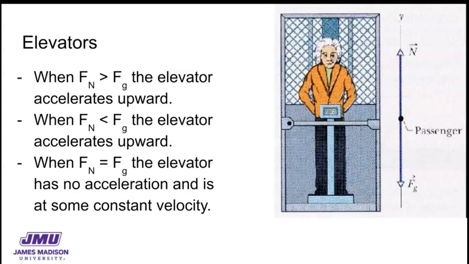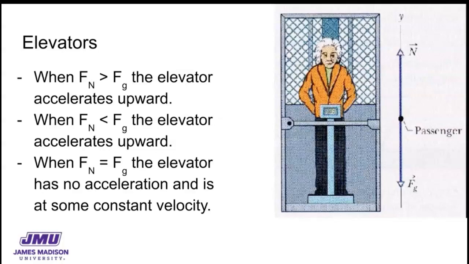So let me start out by reminding you that when we were talking about elevators, we said this person's experiencing a normal force pointed up and a gravitational force pointed down, and when the normal force and the gravitational force are unequal, we have acceleration up or down. If normal force is greater than gravity, then our person accelerates upward. If normal force is less than gravity, our person accelerates downward. And when they're equal, the person has no acceleration in the y direction and is at some sort of constant velocity in the y direction, possibly 0 meters per second, because 0 is a constant, but it doesn't have to be 0, it's some constant.